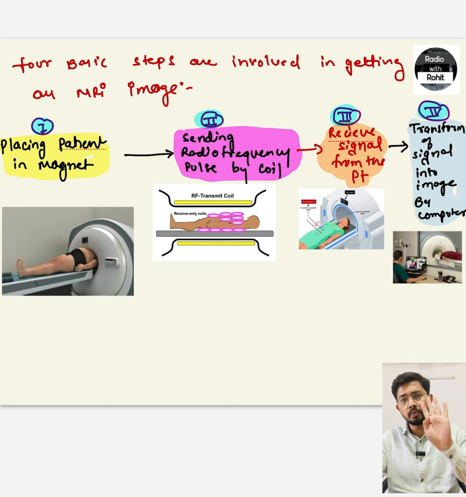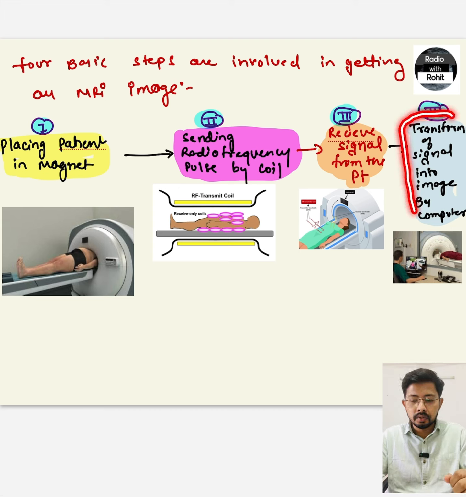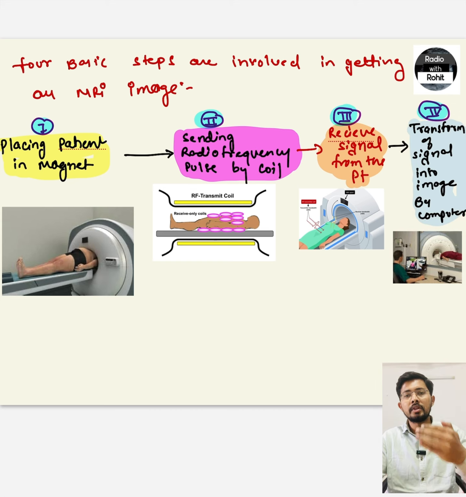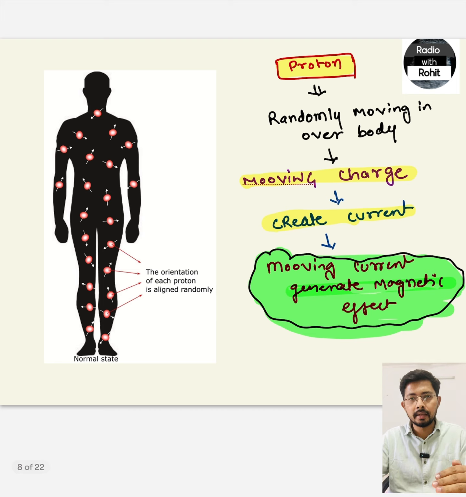So we have to do only four works. First, put the patient in the machine or the magnet. Second, send the RF pulse to the patient. Then receive the signal from the patient, and the received signals have to be transformed into an image to read out on the computer. We will discuss them one by one.